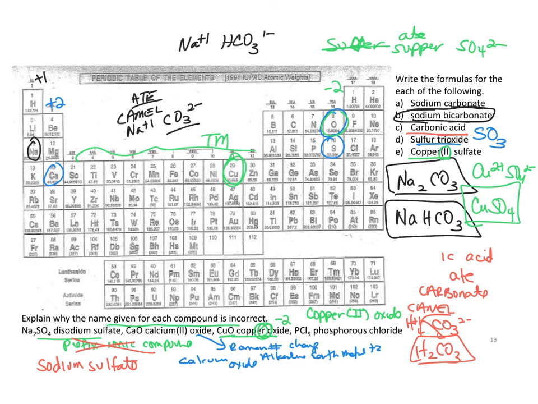And then the last one, phosphorus chloride. The problem with that is phosphorus and chloride are both nonmetals, and we should use prefixes. If we were to correct that, you would say phosphorus, and there's 5, so pentachloride. All right, so work through those problems, and we'll see you in class.